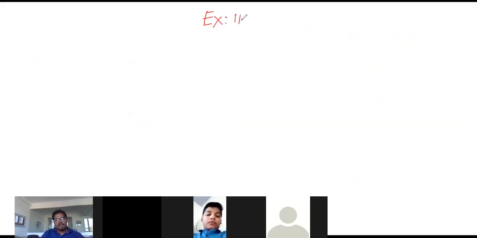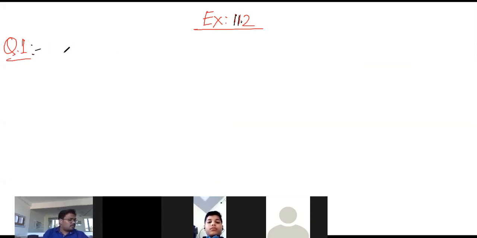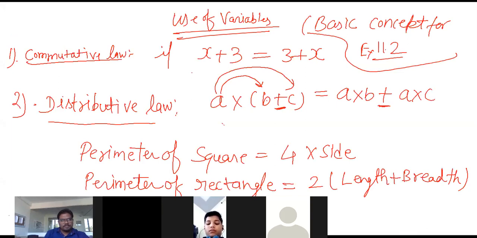Exercise 11.2, question number 1: the side of an equilateral triangle is shown by L. So you can write down one more formula here. The perimeter of an equilateral triangle is equal to 3 into side. This is a formula. All these are formulas.